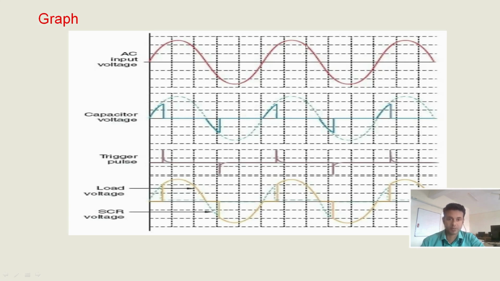So this is the AC supply. We have provided 50 volts, and this is the voltage across the capacitor. You can say this is the voltage across the capacitor after the triggering pulse. This is the triggering pulse, and this is the output voltage across the load, nothing but across the lamp. That is what we have done in the CRO. And this is actually the SCR voltage.